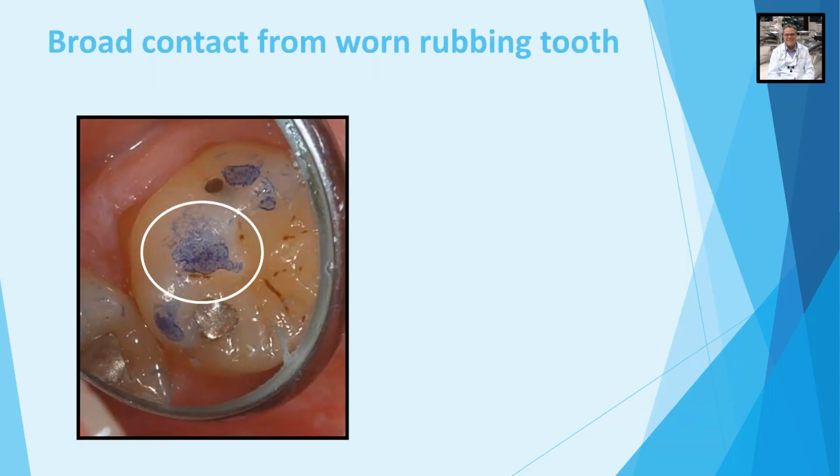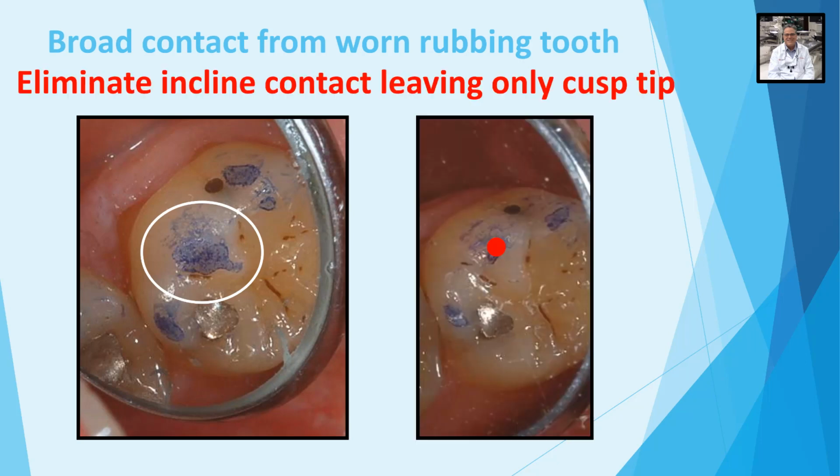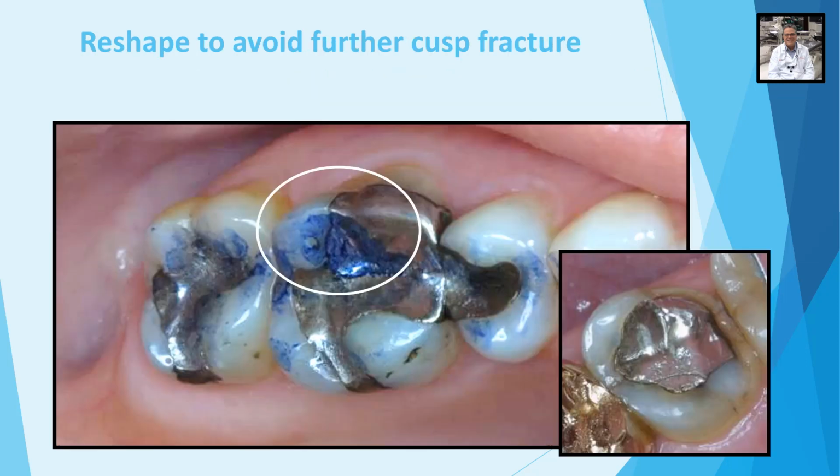Another example, that patient might have come in with a sore tooth, let's say, but you haven't done a workup, or maybe this is someone that isn't ready for that workup, and they're in kind of a holding pattern, but they've come in with maybe tenderness or soreness. And so you can eliminate those incline contacts and just leave that cusp tip. See how it does, see if it gets better. Keep it so it can't rub.